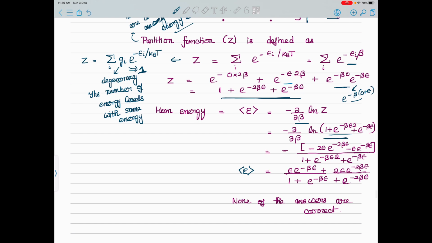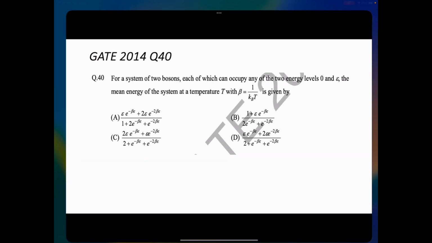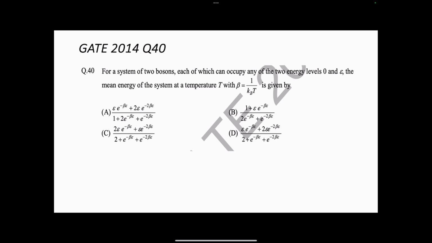As we can see, none of the answers are correct in this particular question. Options B, C, D are not correct at all. A is to some extent correct, but there is a 2 present there which is not there in our case. So that's why none of the options are correct.